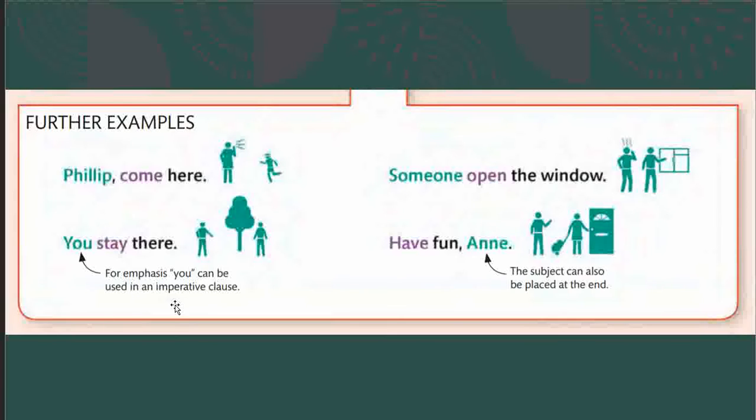For emphasis, you can be used in the imperative clause. The word clause is used over here. A clause means a group of words which has its own subject and a predicate. Someone, open the window. Someone is added just before the imperative sentence to make it clear that the instruction is meant for anyone who is around. Have fun, Anne. Now this instruction is meant only for Anne.